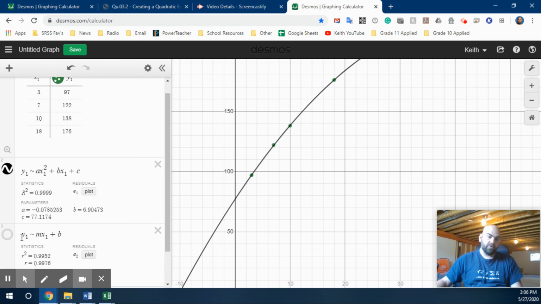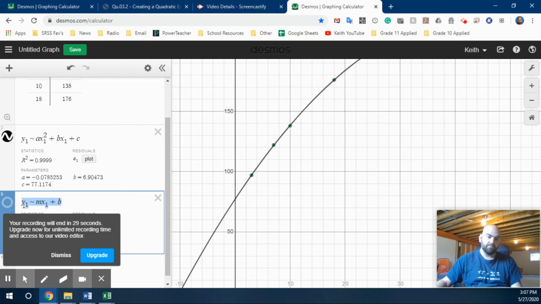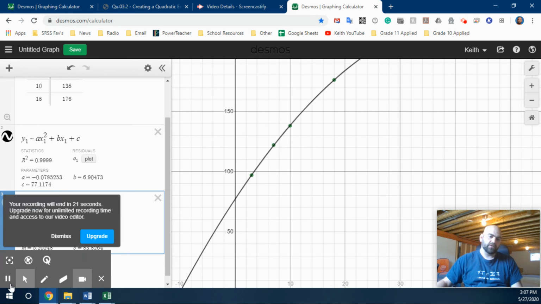This is the regression for a linear equation, mx plus b. I use y1 and x1 for that, and you'll learn how to do different regressions as well for different equations as you go through, especially next year, and what that looks like.